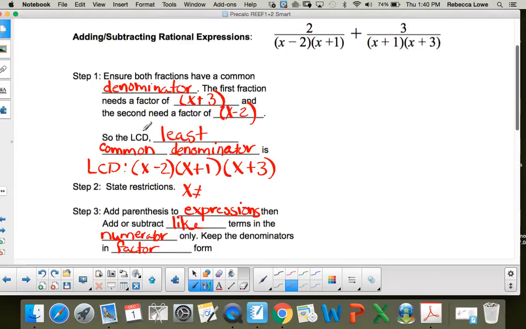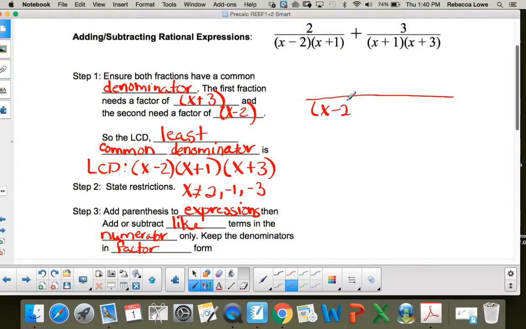So the least common denominator is a product of the factors they share, x plus 1, and the product of the factors they don't share, x minus 2 and x plus 3. And once you know your least common denominator, you can write your restrictions. Those are the values that would make the denominator 0. And add our parentheses. We're going to create our common denominator now.